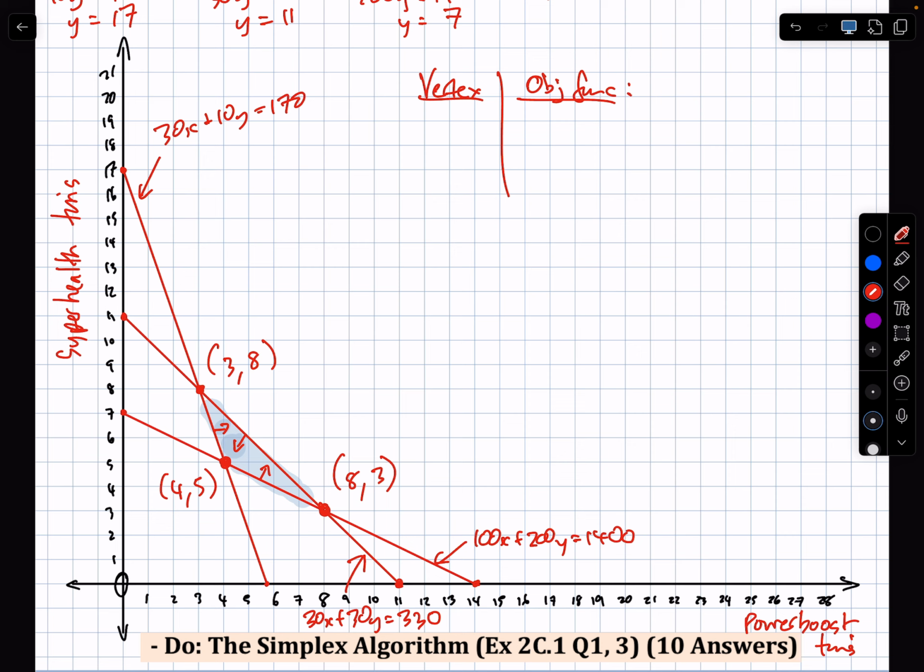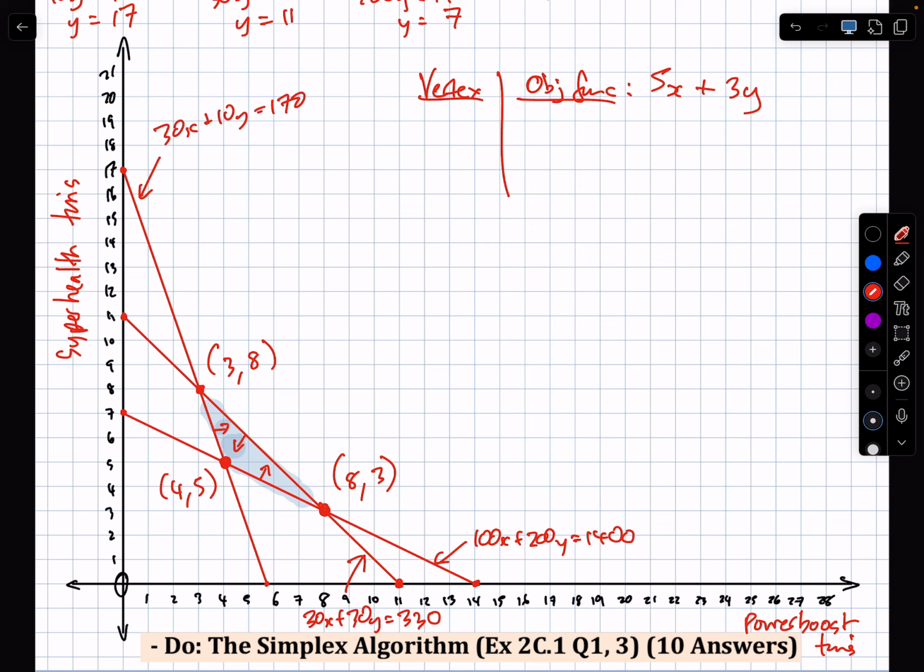Do you remember off the top of your head how much the Power Boost was? $5. So if I'm buying 1 tin of Power Boost, how much is it going to cost me? 5. If I'm buying 2 of them, 10. So what is the algebra for the cost of Power Boost? 5 times by whatever X is, because X is how many I'm buying. What would the cost of Super Health be?